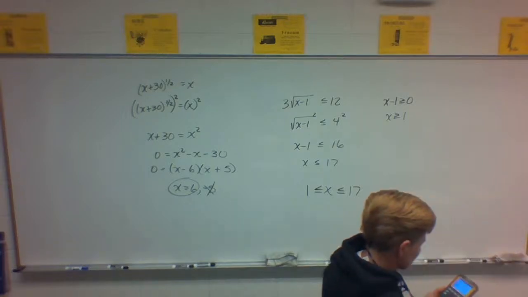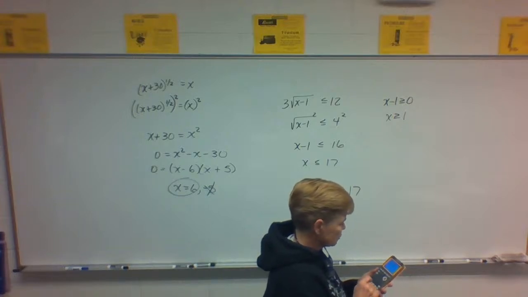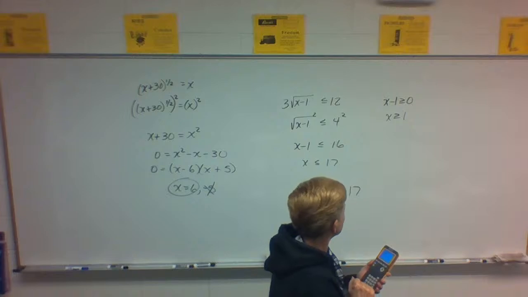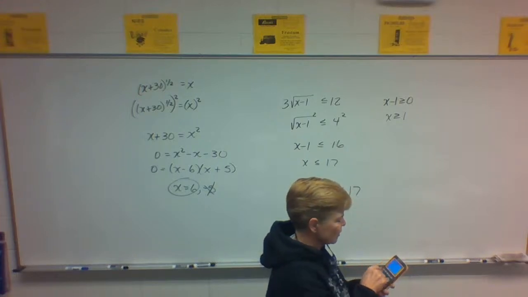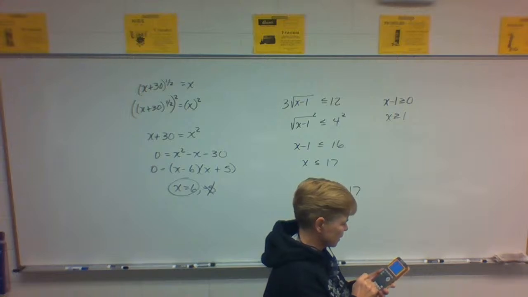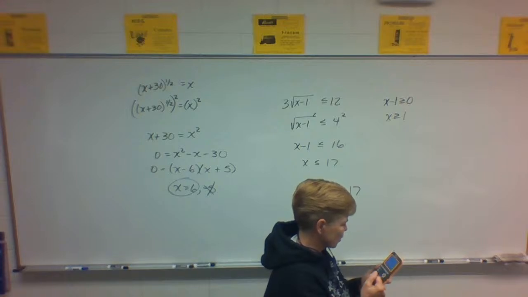Take 3 square root x minus 1. Close that, and then y2, we're going to put 12. And you're going to need a few more y's, because if y equals 12, it won't fit on a standard screen. So I'm going to go to a window that goes from negative 10 to 10 on the x's, but I'm going to go negative 10 to 20 on the y so I can see that 12.